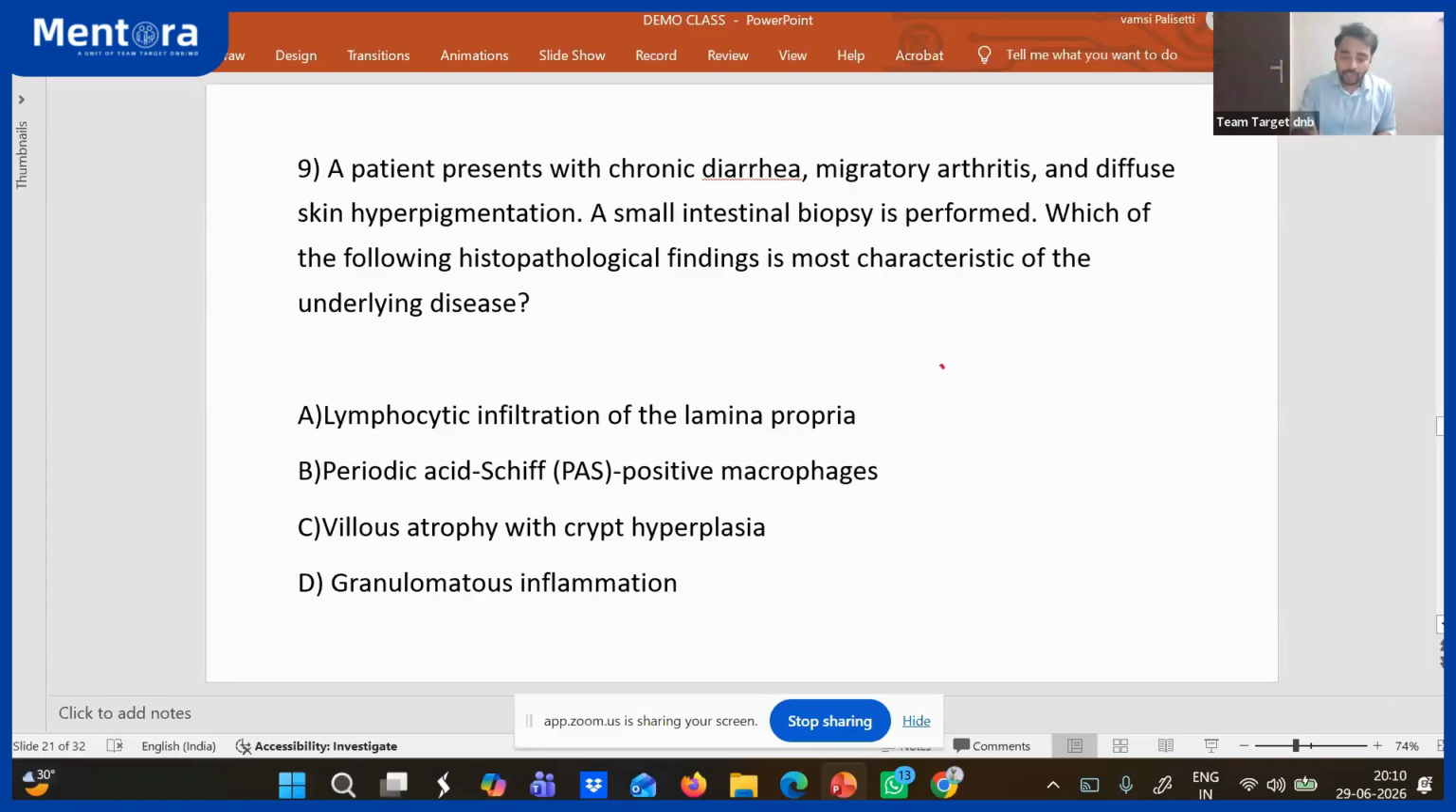Now, a patient presents with chronic diarrhea, migratory arthritis, and diffuse skin hyperpigmentation. So, what is the diagnosis they're asking? Anyone can say the diagnosis. A small intestine biopsy is performed. Which of the following histopathology findings is more characteristic of the underlying disease? So, a bit difficult question.